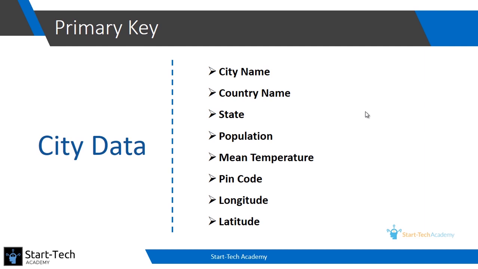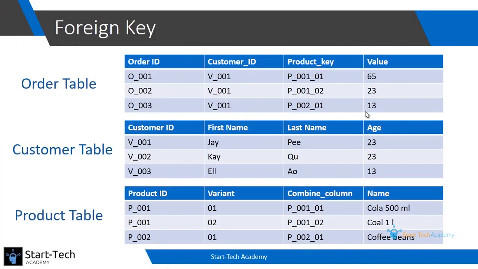Now we will move on to the foreign key. Foreign key is a field in one table that uniquely identifies a row of another table. What do I mean by it? Let's revisit our customer, order and product example. So suppose for our order table, we are storing order ID as our primary key and customer ID to identify the customer information from the customer table, and the product key to identify what all products they are purchasing in this order. In this case, customer ID and product key are our foreign keys for this order table.